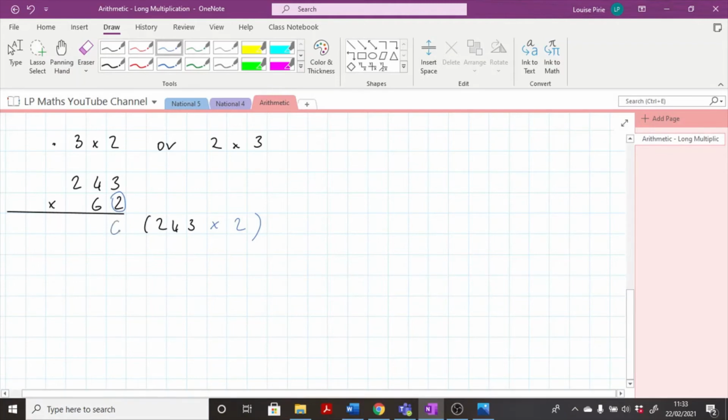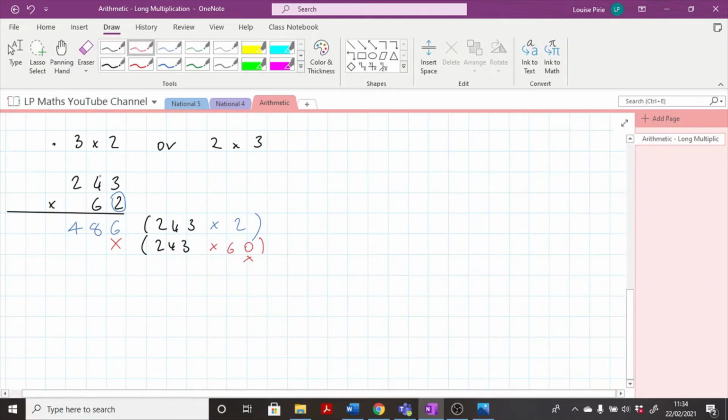We've got 3 2s are 6, we have 2 4s are 8, and we have 2 2s are 4. Okay, we are now going to do the next sum, which is 243, and we're going to multiply it by the tens digit. Okay, so it's multiplying by 60, but remember what we're going to do, we're going to stick a cross in that units column. So let's have a go at this.